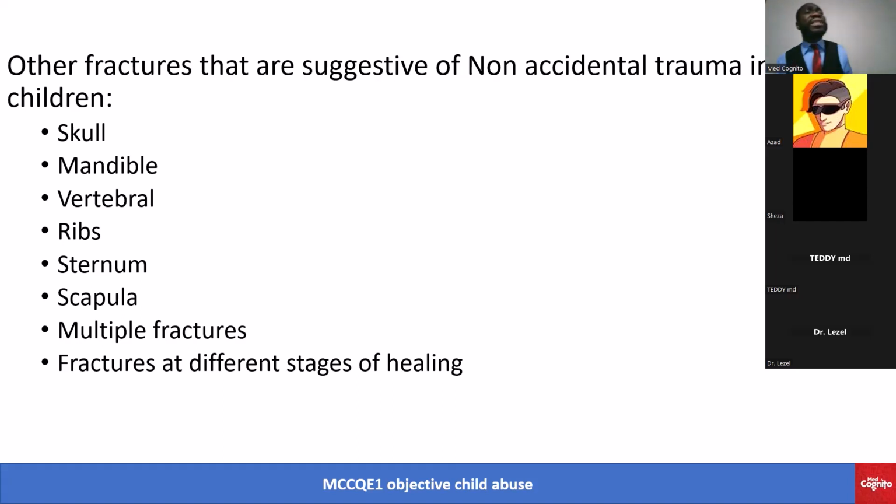If you see fractures of different stages of healing, what should that tell you? Is it an acute abuse, or has the abuse been going on for some time? You have a child with fractures at different stages of healing. What should that tell you? Child abuse. It should tell you that abuse has been going on for some time, to the extent that some of the fractures are already healing, and there are new fractures.